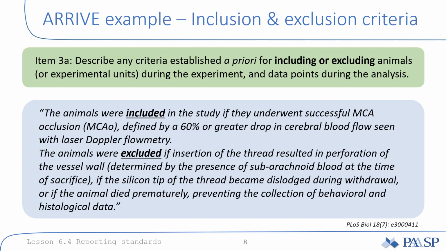For example, item 3 of the ARRIVE guidelines asks for defining inclusion and exclusion criteria before starting the experiment. And this is a nice example from a real paper of how you can easily achieve and describe this in your paper. So animals were included in the study if they underwent successful MCA occlusion, and animals were excluded if insertion of the thread resulted in perforation of the vessel wall, and so on. So it is very clear for the reader to understand what happened, and it is quite simple to do when writing a manuscript.